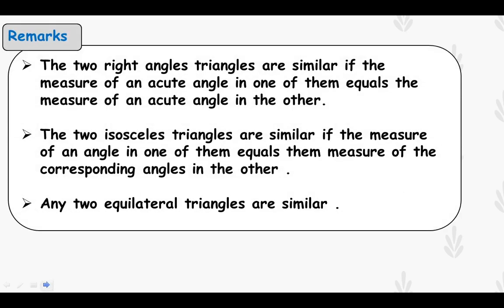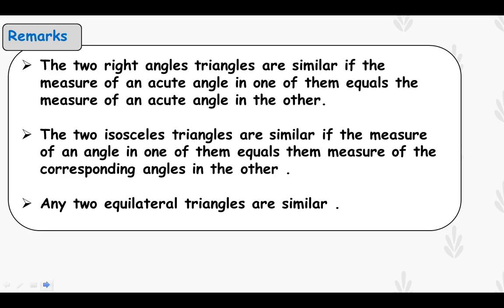Remarks. The two right angle triangles are similar. If we have two right angled triangles, in the first triangle we know that the measure of one of its angles equals 90, and the other triangle is also a right angle triangle, so we know that it has an angle of measure 90. So we need another acute angle equal to the corresponding acute angle in the other triangle.